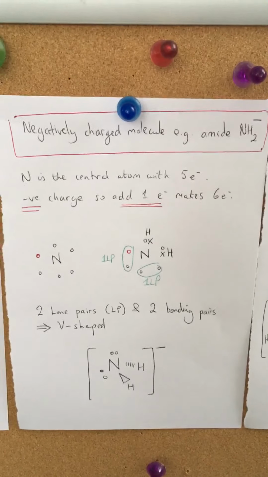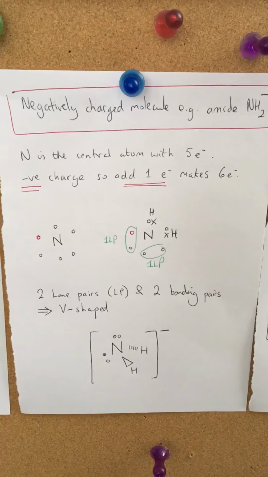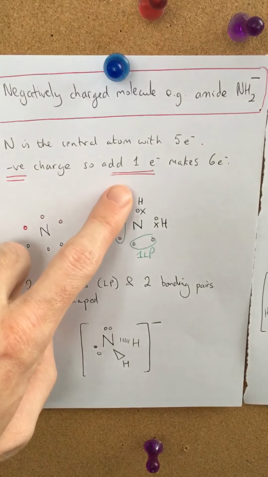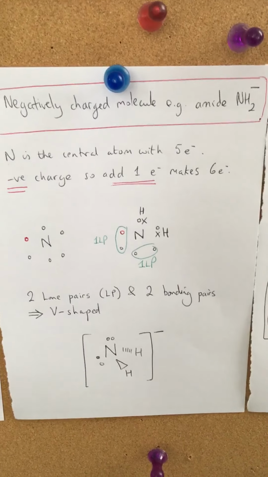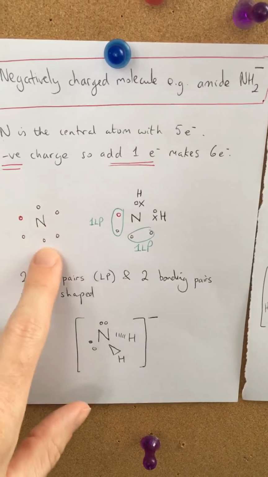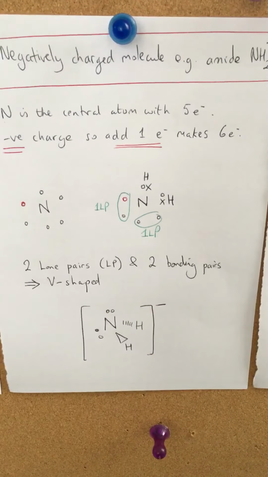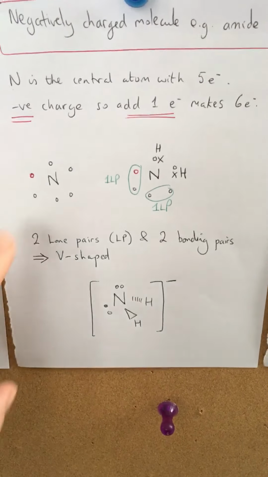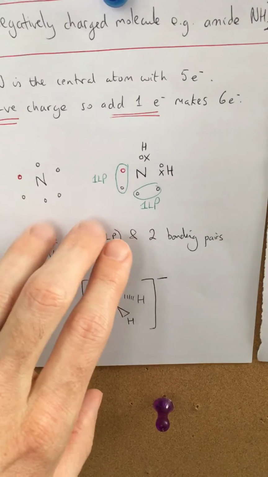Negatively charged molecules, for example NH2-, are a bit more difficult. Nitrogen is the central atom, with 5 electrons in the outer shell. Hydrogen's only got 1, so it can't be a central atom. But there's a negative charge, so we need to add 1 electron to the central atom, which makes 6 electrons. So I start my dot and cross diagram by putting 6 electrons in the outer shell. The red one there is just showing the extra electron. It doesn't need to be a different shape or colour, it's just to help you work it out. I'm just doing that in this video.